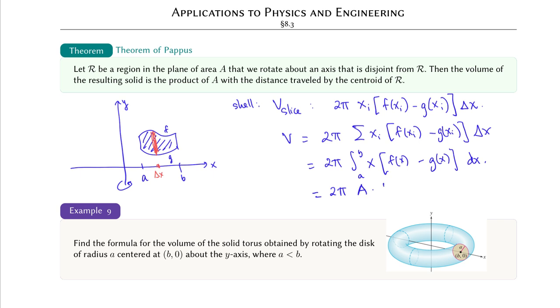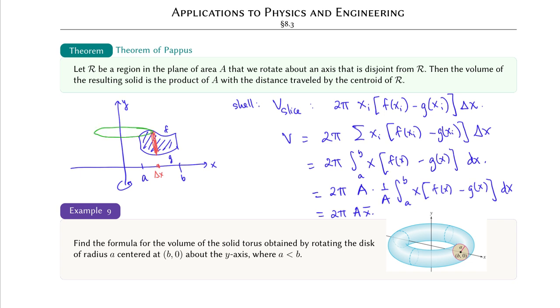And so if we multiply and divide by A, then 1 over A, the integral from a to b of x times f of x minus g of x dx. This part, 1 over A, the integral, is the definition of x bar. And so the volume is 2 pi A times x bar.